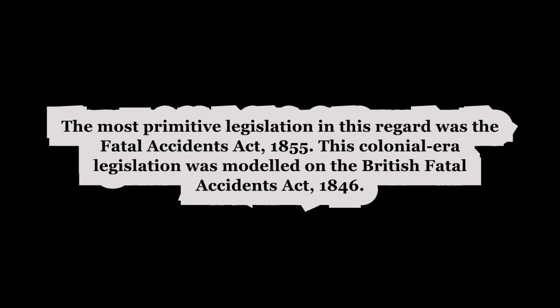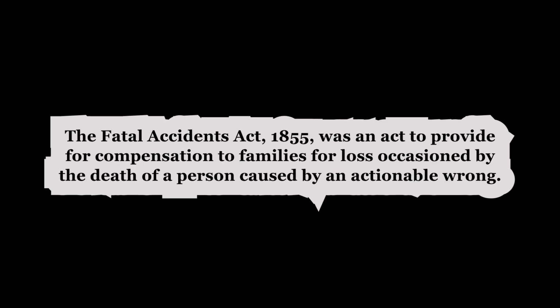This colonial era legislation was modelled on the British Fatal Accidents Act 1846. The Fatal Accidents Act 1855 was an act to provide for compensation to families for loss occasioned by the death of a person caused by an actionable wrong. The preamble of this law provided that whereas no action or suit is now maintainable in any court against the person who, by his wrongful act, negligence, or default, may have caused the death of another person, it is oftentimes right and expedient that the wrongdoer in such a case should be answerable in damages for the injury so caused by him.